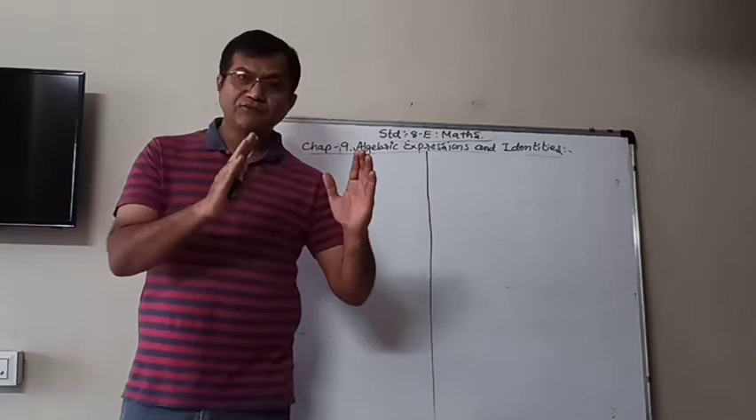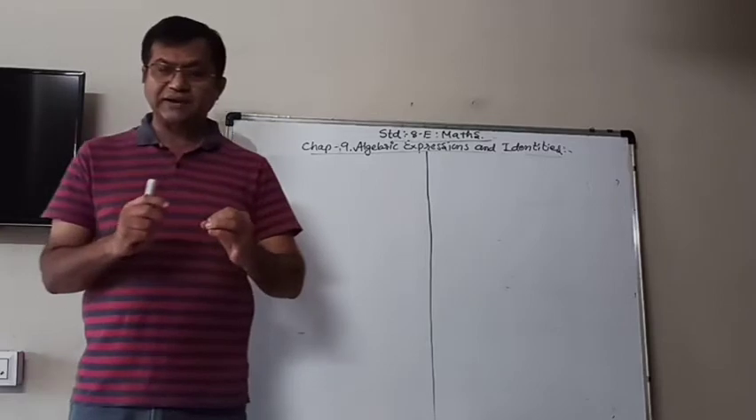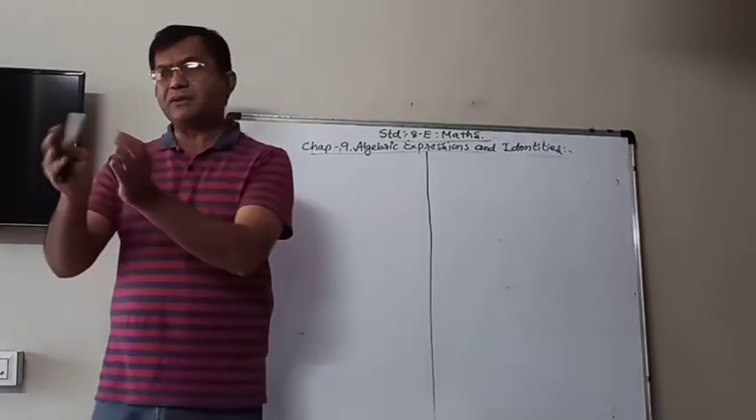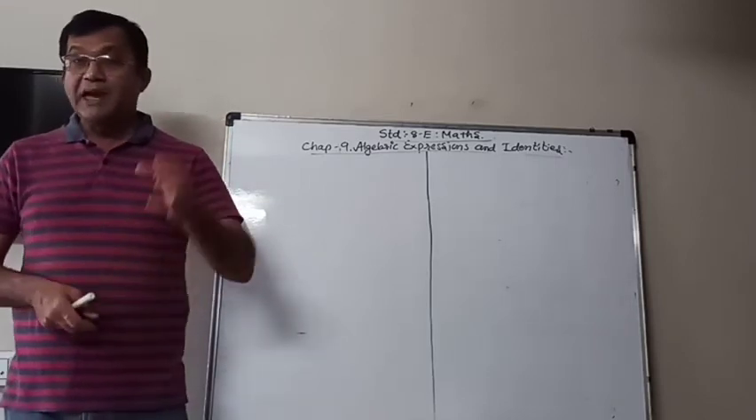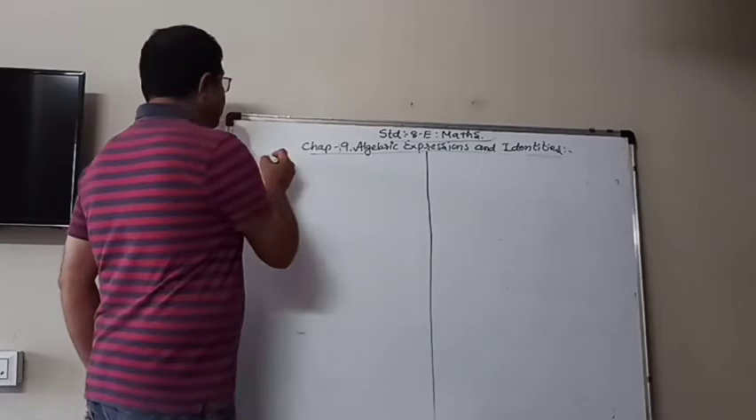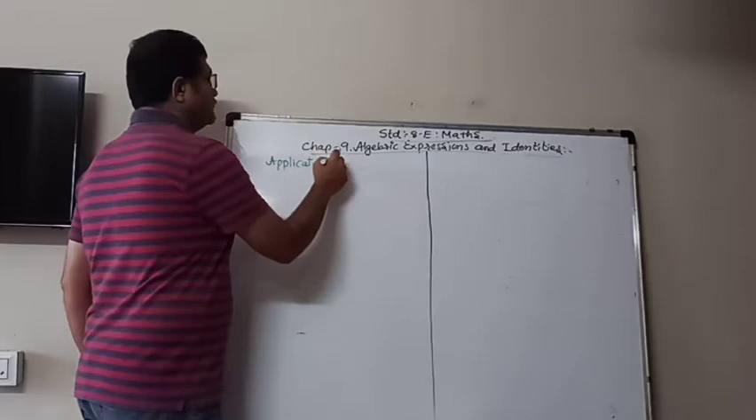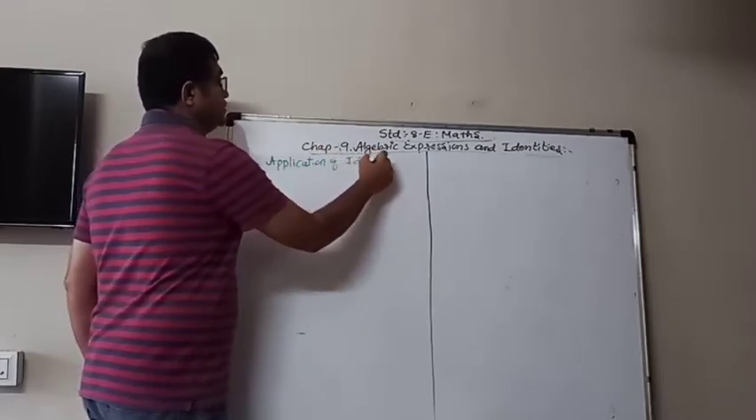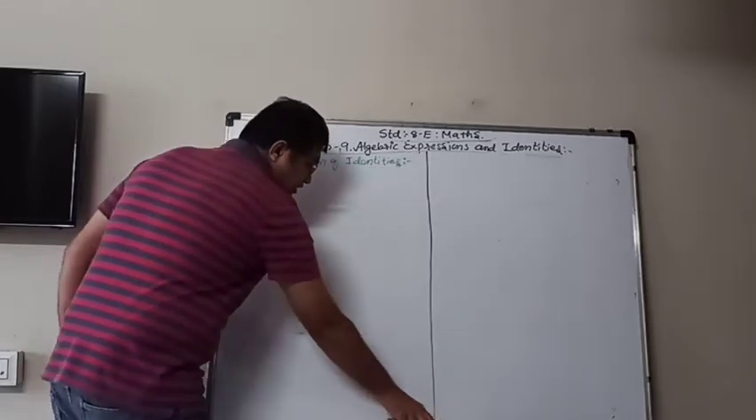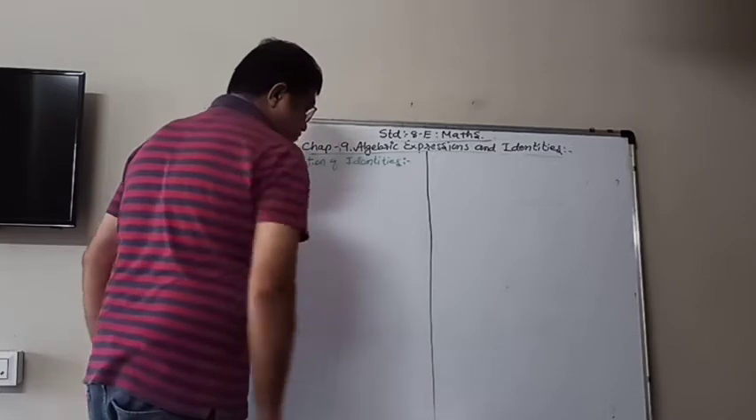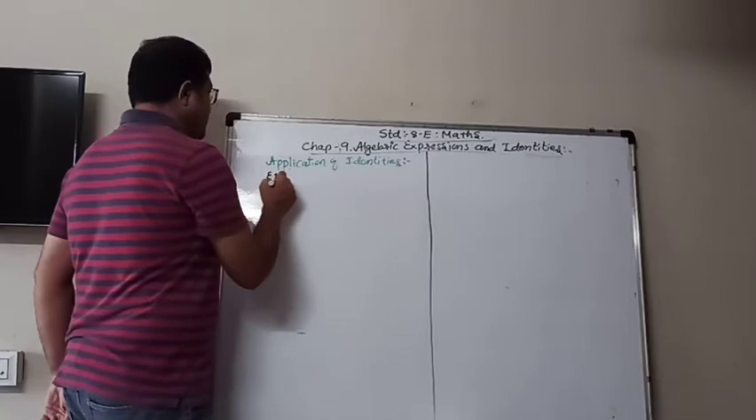And then the last one, the fourth one: (x plus a)(x plus b) equals x square plus (a plus b) multiplied by x plus a multiplied by b, that is ab. Now we are going to learn the application of identities. It means how this identity is useful in our algebra. So we will understand with an example.